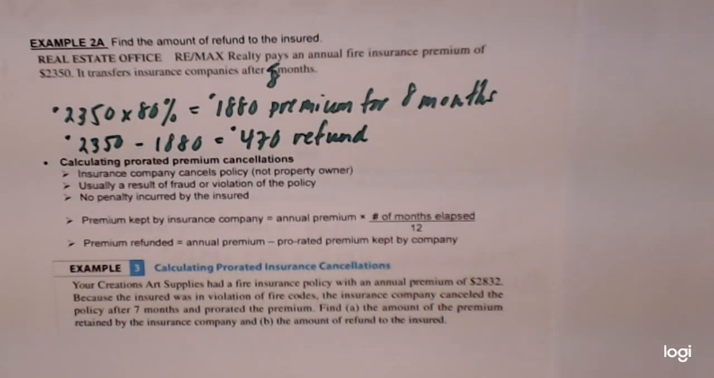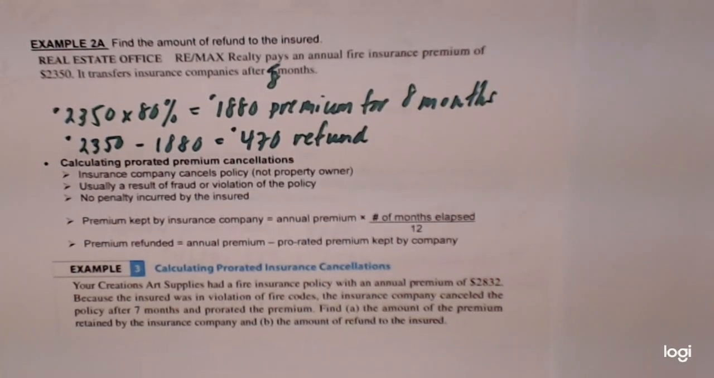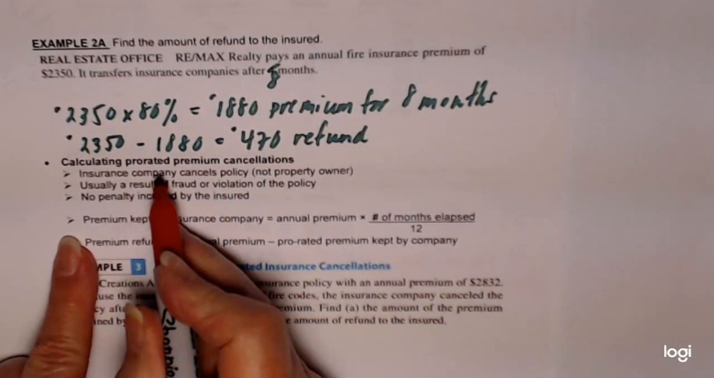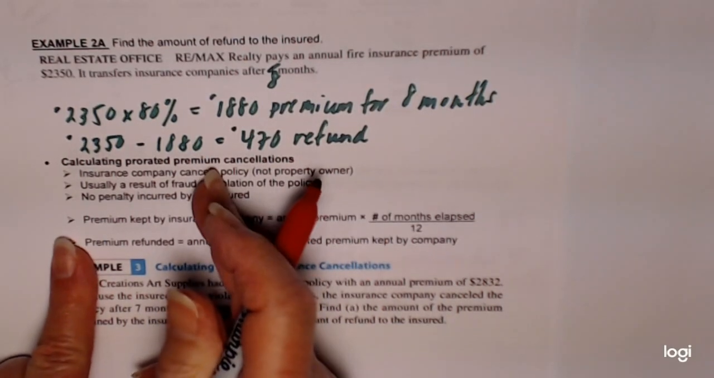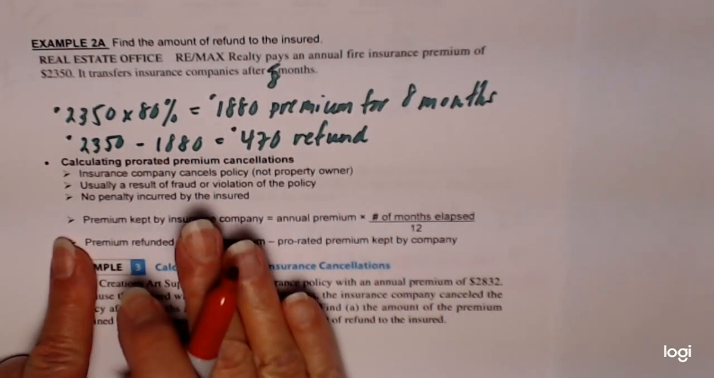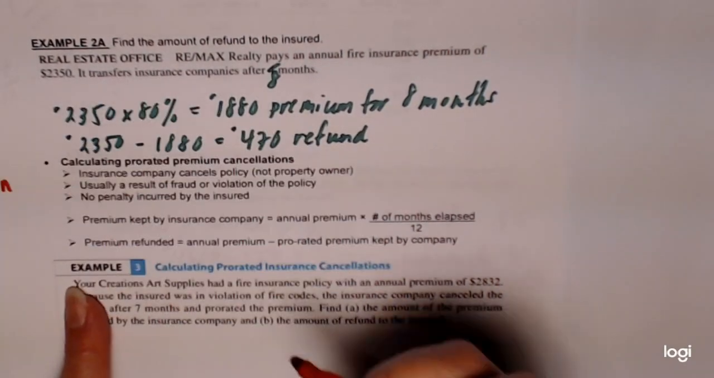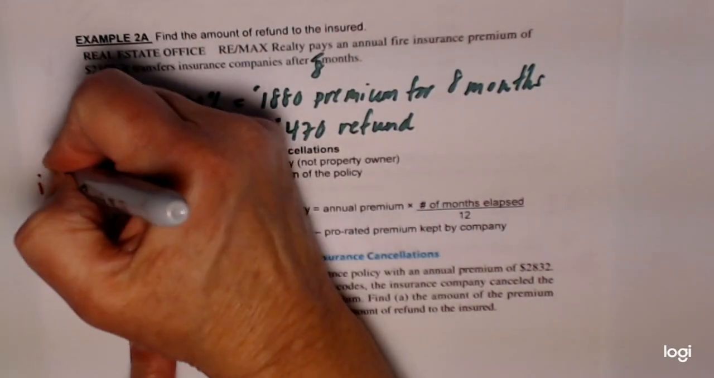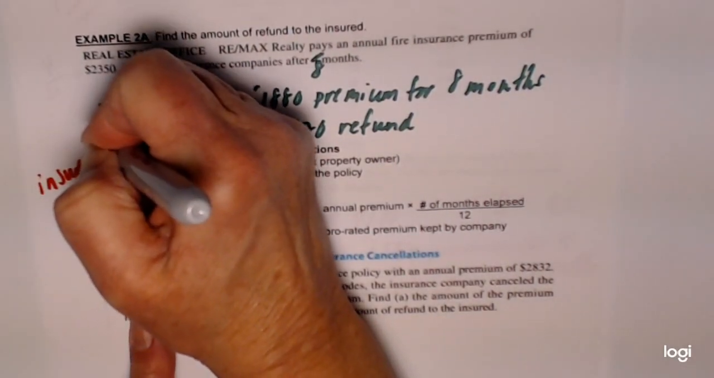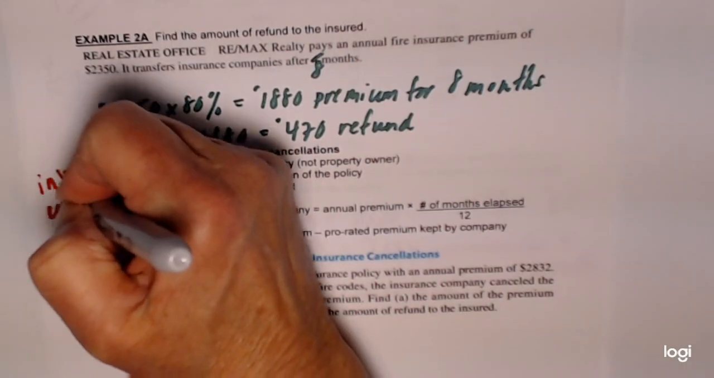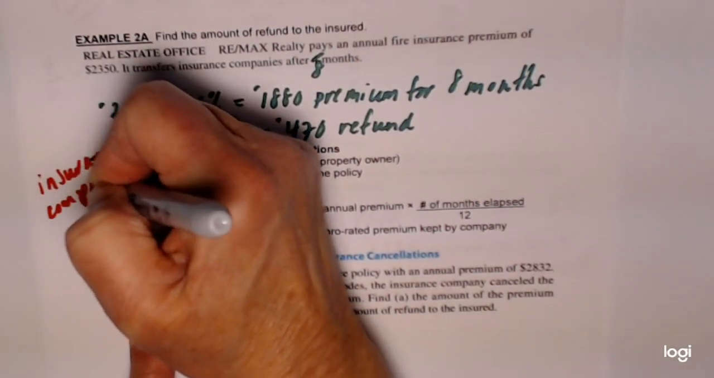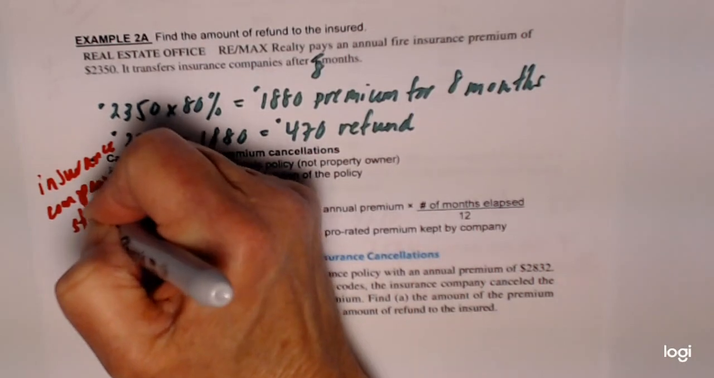You have to go to your table there, find the value, the percentage to be used, and do your multiplication. Now let's consider calculating prorated premium cancellations. So again, we're going to be calculating premiums less than a year, but in this case, it's the insurance company that stops the policy.